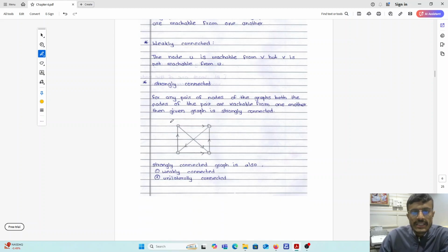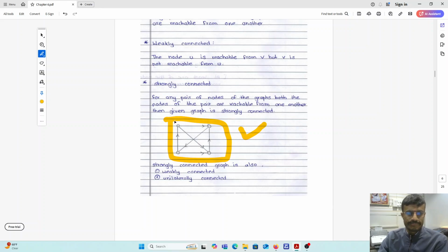This diagram consists of a strongly connected graph because it contains 4 nodes 1, 2, 3, 4. If you see, you can reach from 1 to 2, 2 to 3, 3 to 1. Then you can reach from 1 to 4 directly. Then you can reach from 4 to 1 via this direction, and likewise. Every node is reachable from each other. You can reach from this node to this node, this node, this node. You can check any case. So that's why it is called a strongly connected graph.